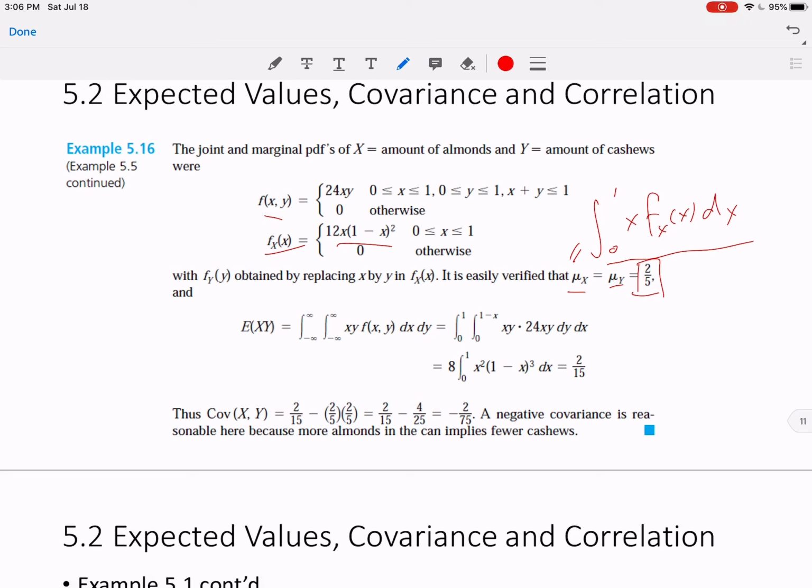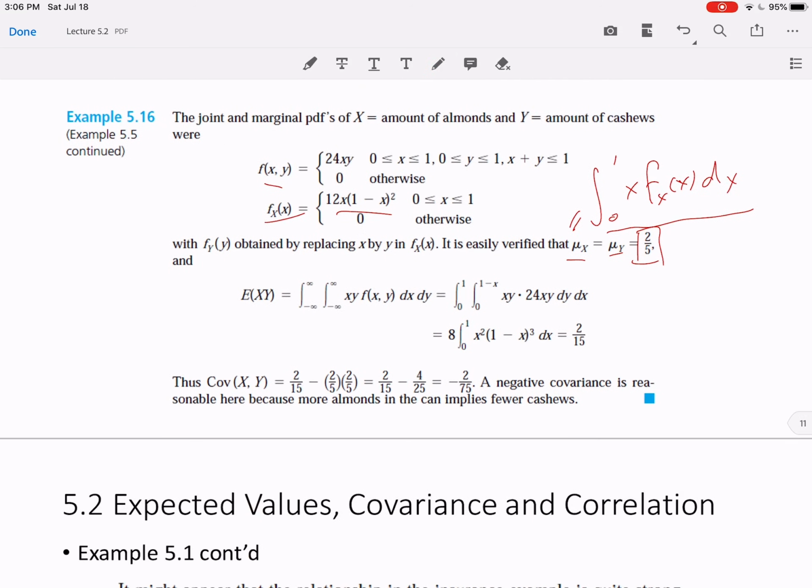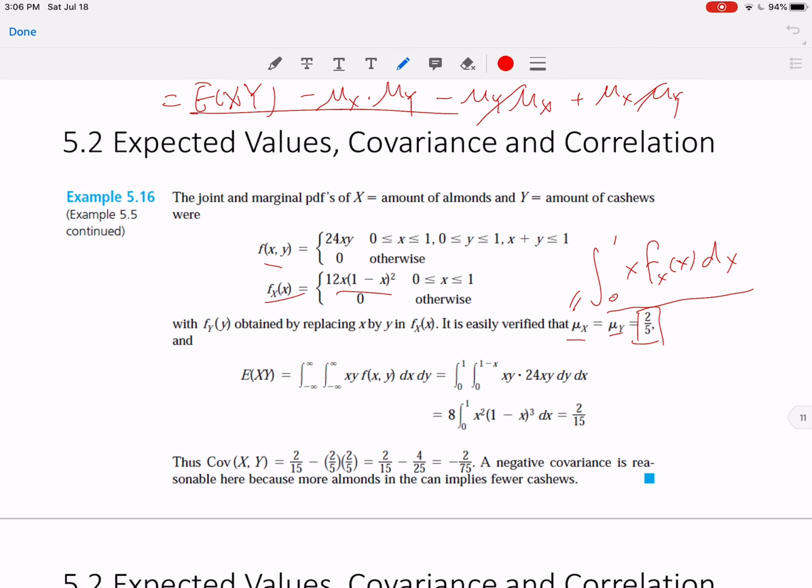So once we get both mu sub x and mu sub y, we just need to find E of XY, and then we can apply this formula here. We have already got mu x, mu y, right? So if we have the E of XY, we can calculate the covariance of XY. So based on the definition, we have E of XY is going to be equal to the double integral from negative infinity to positive infinity of xy times f of x and y. And I will draw the picture again for the positive density region. This is 0, x and y.